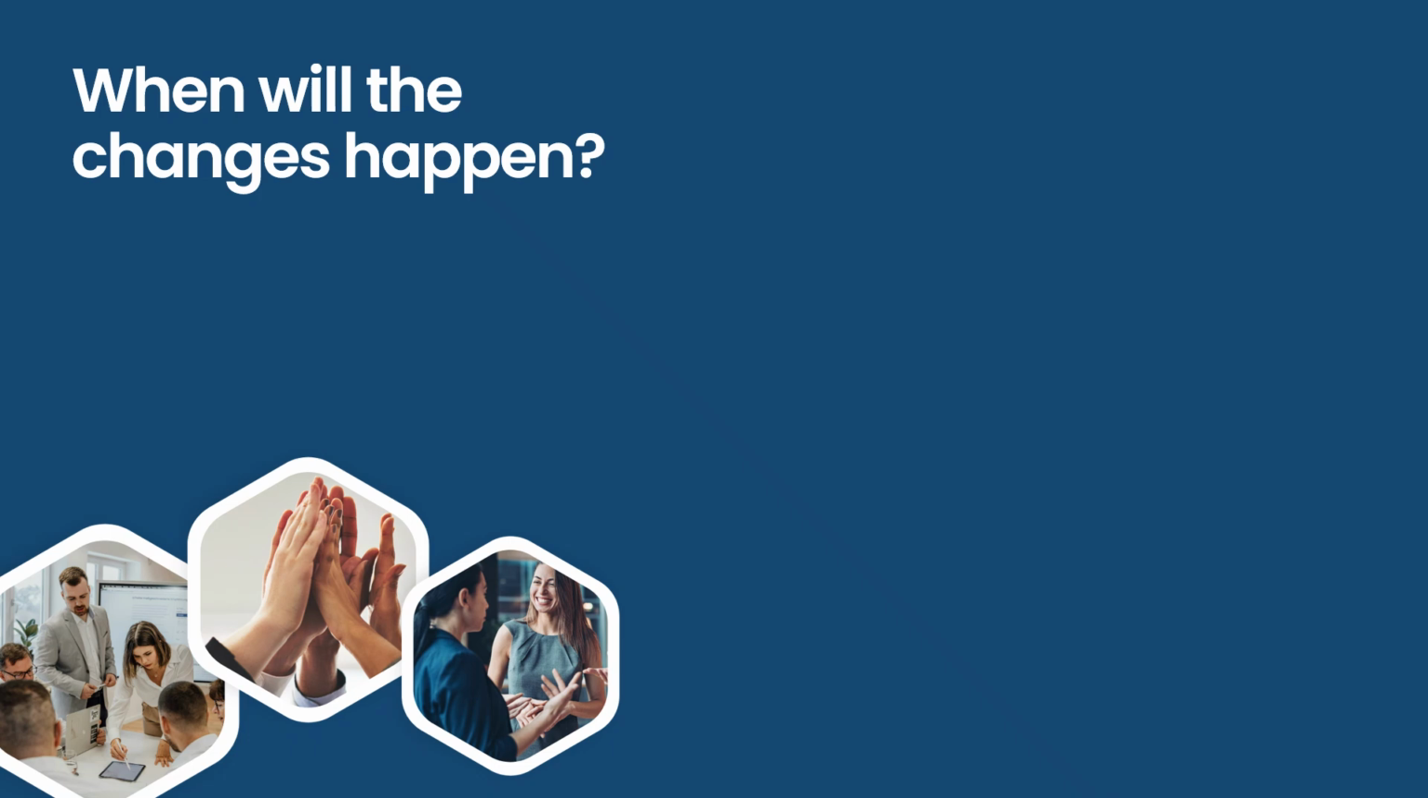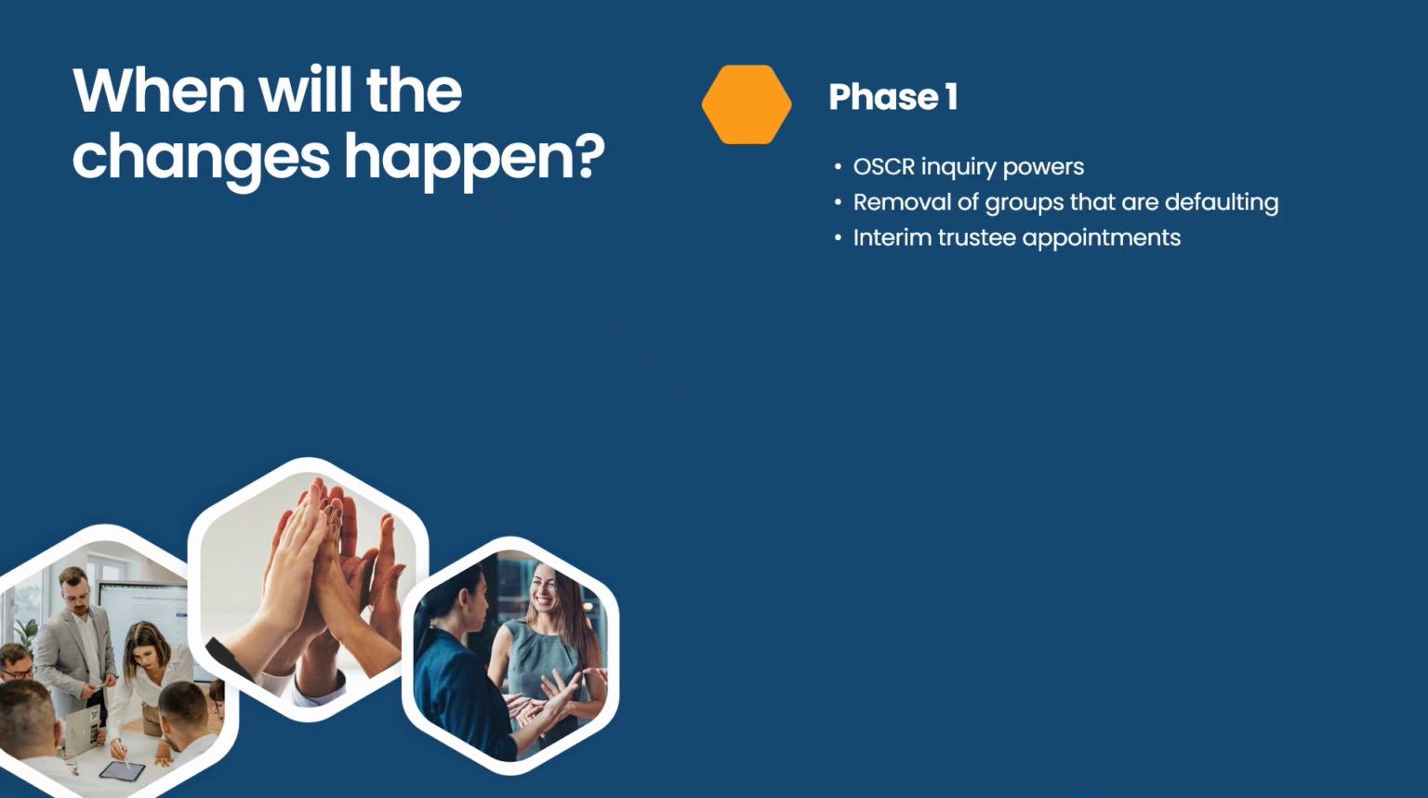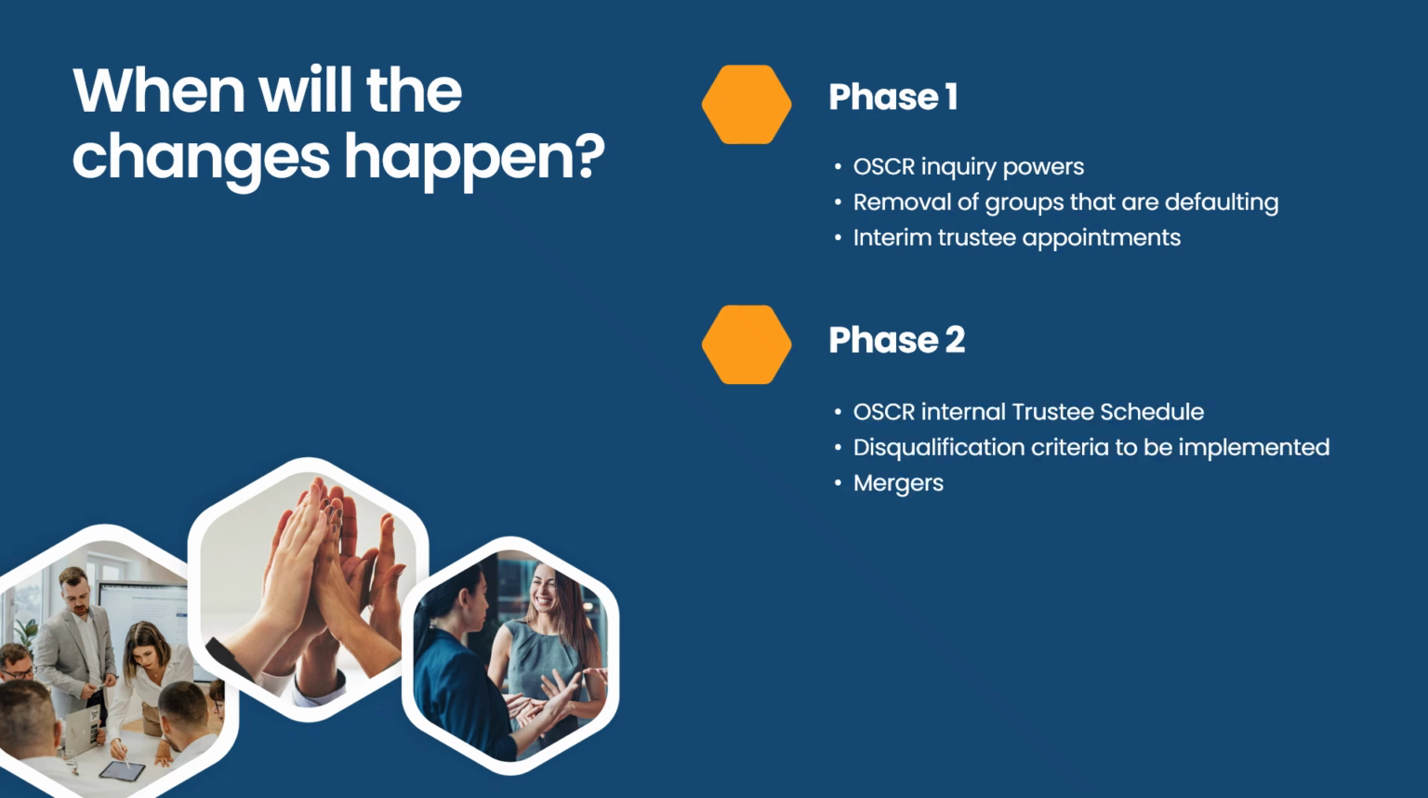In Phase 1, Oscar got its new powers, allowing them to ask more questions, be able to remove organisations who are not replying to messages, and the ability to put in interim trustees. Phase 2 is in progress, with Oscar collecting data for the internal trustee schedule. The new disqualification criteria is being rolled out, with people able to challenge the disqualification process with Oscar. They are also collating the mergers register, so there's knowledge of charities and organisations moving forward.